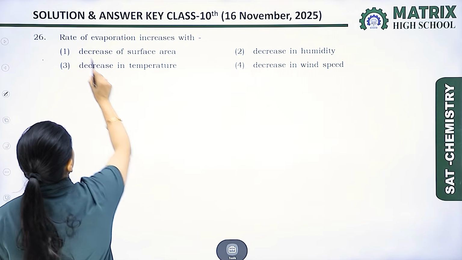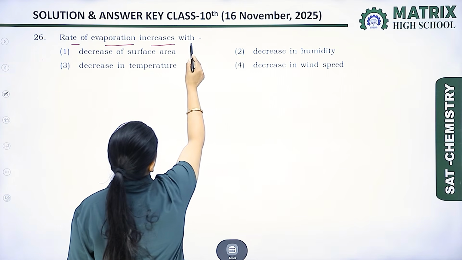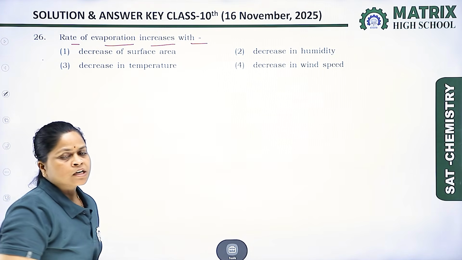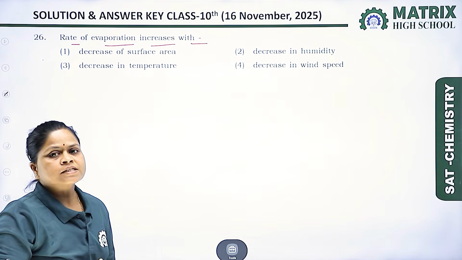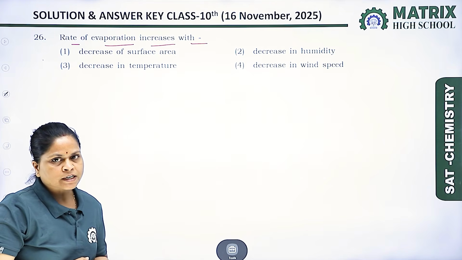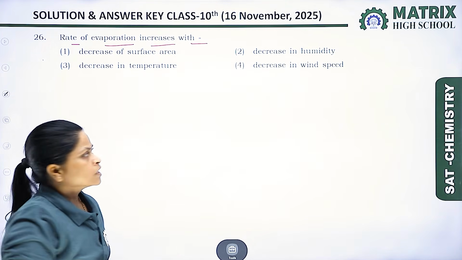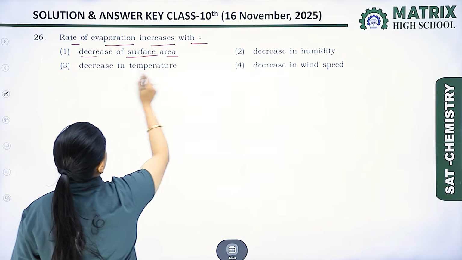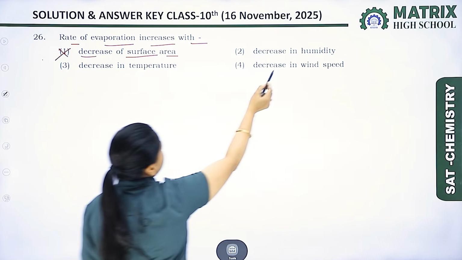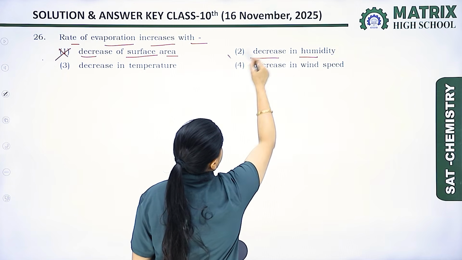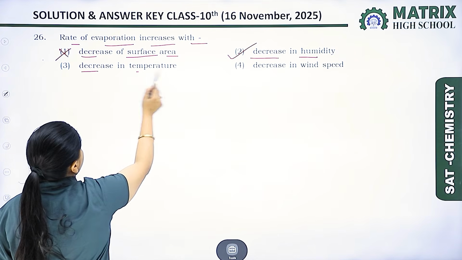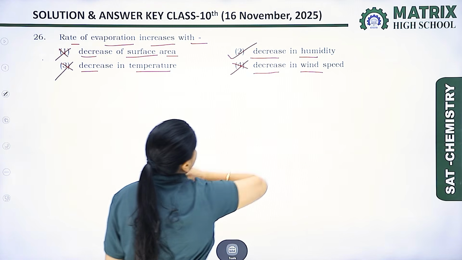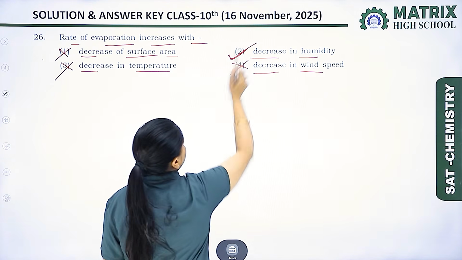26th question is, rate of evaporation increases with. As we know, the rate of evaporation increases with increase in surface area, increase in temperature, decrease in humidity, increase in wind speed. Now the options are: first, decrease of surface area, it is wrong. Option 2, decrease in humidity, yes, it is correct. Decrease in temperature, it is wrong. Decrease in wind speed, it is again wrong. So the answer is option 2.